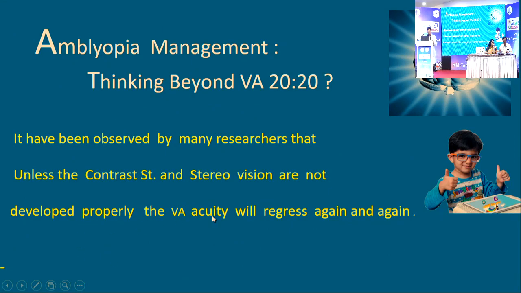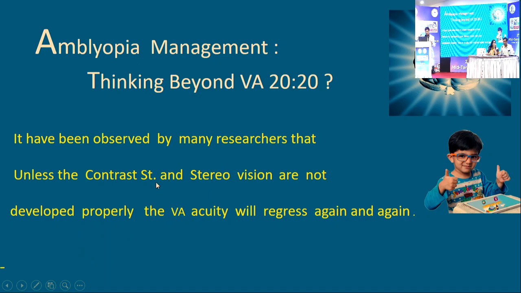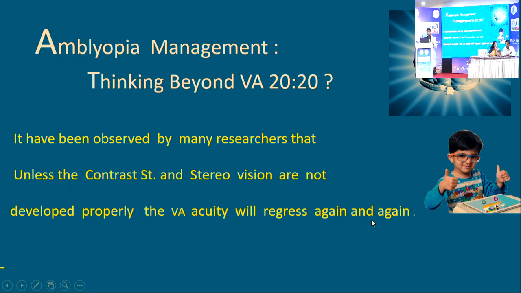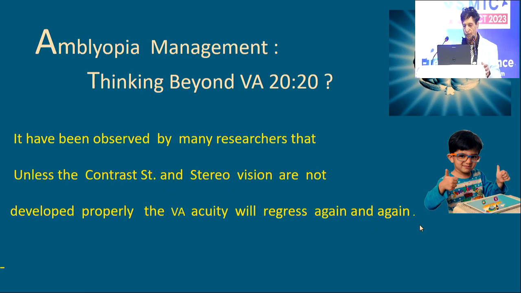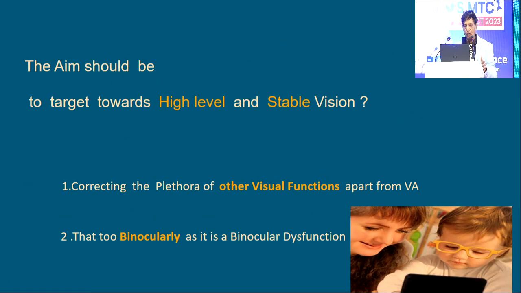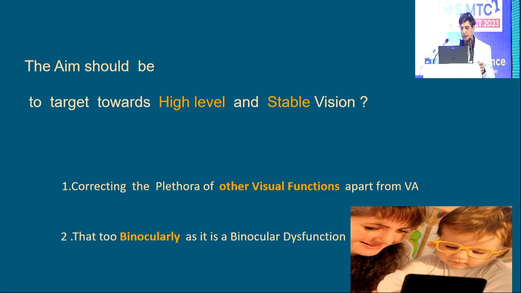It has been observed by many researchers that unless the contrast sensitivity and the stereo vision are developed properly, the visual acuity will regress again and again. So our aim is to target high level and stable vision by correcting the plethora of other visual functions apart from visual acuity, that too binocularly, as it is a binocular dysfunction.